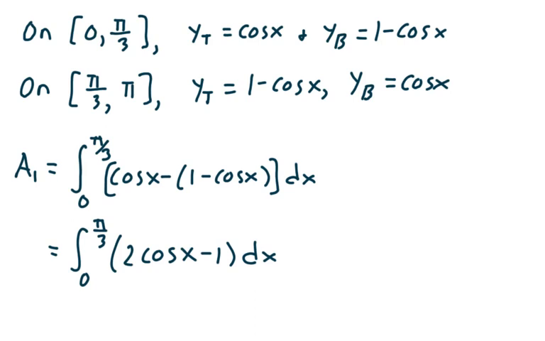Now, a sub 1 is the integral from 0 to pi over 3 of cosine x, that's my top function, minus the quantity 1 minus cosine x. So again, that 1 minus cosine x is my bottom function. I'm integrating that difference with respect to x. So in other words, I'm taking the integral from 0 to pi over 3 of cosine x minus the quantity 1 minus cosine x dx. Now, if I distribute the negative inside and simplify, that's the integral from 0 to pi over 3 of 2 cosine x minus 1 dx.